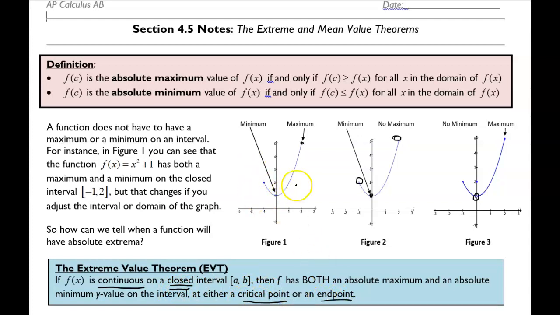So if you notice up here in my first graph, my minimum was at 0, and I had a horizontal tangent there. That's a critical point. My maximum, though, was at this endpoint. So they will either occur at the endpoints or a critical point in between. Now, just because a graph is not continuous or it's not on a closed interval doesn't mean it does not have an absolute max or min. It just means it doesn't have to. So for example, here, in figure 2, I do have a minimum but not a maximum, and in 3 I have a maximum but not a minimum. And so I'm not guaranteed to have both of those, but I could possibly have them.